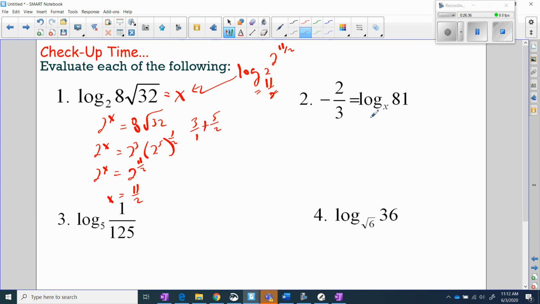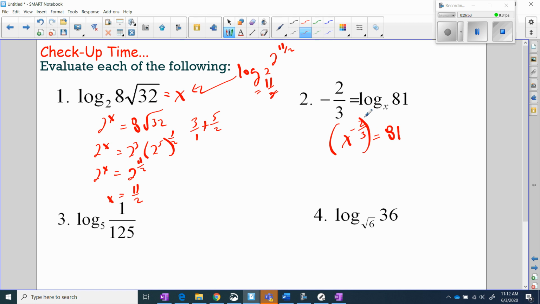All right, so that one's 11 halves. This one would be x to the negative 2/3. X to the negative 2/3 has to equal 81. I want to know what x is. We did this earlier on as well. You raise it to the reciprocal. I think this is a pre-calc 11 trick.